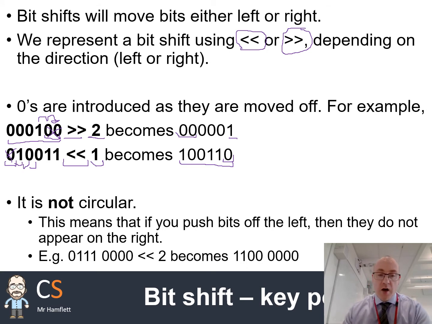So here, I've got another example. I've got 0, 1, 1, 1, 1, and 4 zeros. And this has been bit shifted to the left by 2.